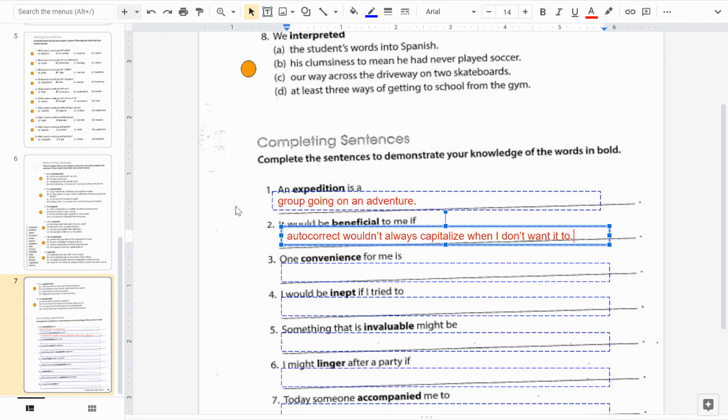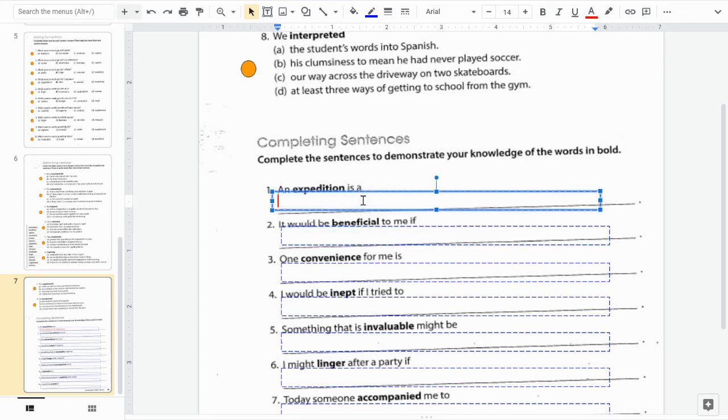So that is 8A through 8D. And you will each have your own copy of this. If you have questions, look at the example, rewatch the video. And we will see you on Zoom next week.